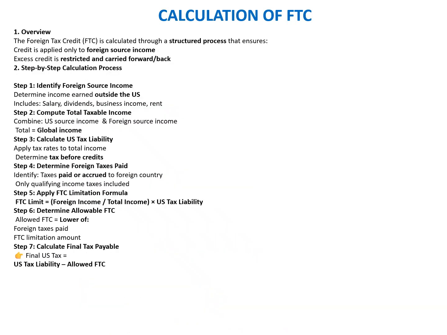Okay, now we'll understand the calculation of the FTC. The foreign tax credit is calculated through a structured process to ensure it is calculated accurately. What is the step-by-step method? First identify the foreign source income, compute the total taxable income including that foreign taxable income, and then calculate the US tax liability on the entire global income. Then determine the foreign taxes paid. Then apply the FTC formula: foreign income divided by total income, multiplied by US tax liability. When we apply that limit, the final tax liability is calculated as the US tax liability minus the allowed FTC. So let's move to the next slide and look at the example to understand it in more detail.